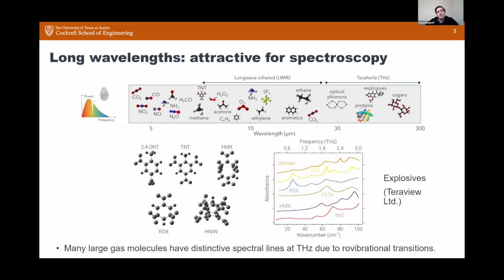So why be interested in long wavelengths, or terahertz more specifically? It's mostly, or at least in my opinion, especially within the 1 to 5 terahertz range, which is going to be my emphasis today, it's primarily spectroscopy. Many large gas molecules and also solid and liquid molecules have distinct spectral lines in the terahertz due to combinations of rotational and vibrational transitions. There's this pretty famous plot from TeraView from a few years ago demonstrating unique absorption signatures of various explosives. In general, the terahertz range is nice because, in contrast to the mid-infrared, which has features corresponding to many smaller molecules, the terahertz often has much larger ones.